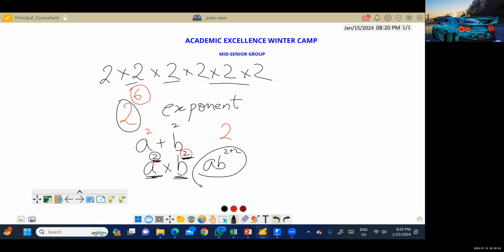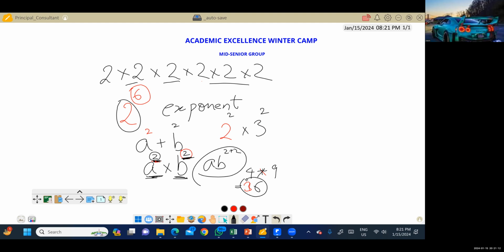Let's say I have 2 to the power 2 into 3 to the power 2. In reality, what would be my answer? 2 to the power 2 is 4, 3 to the power 2 is 9. What is the answer? I'm sorry, I'm multiplying. 4 into 9, 36, right? I'm multiplying this. 4 into 9, 36.